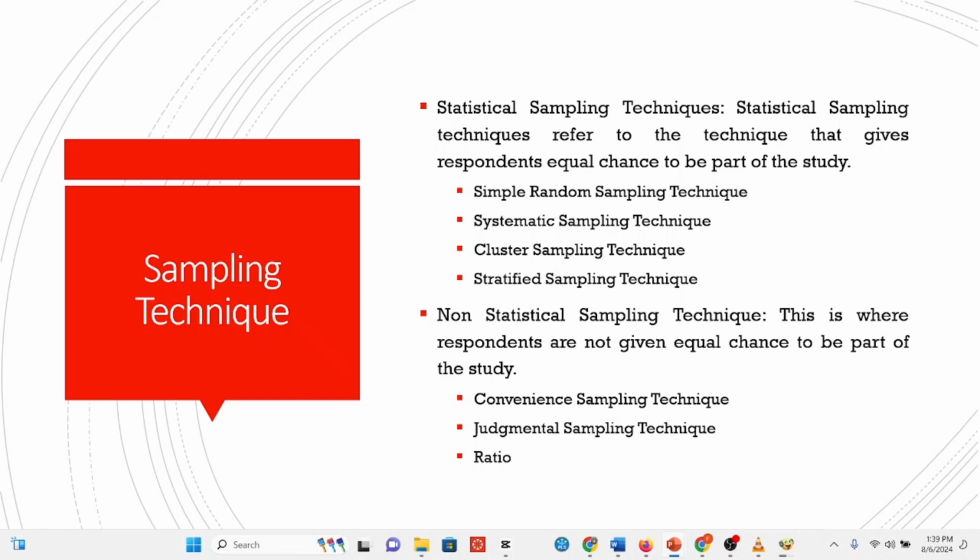Now let us talk about what a non-statistical sampling technique is about.